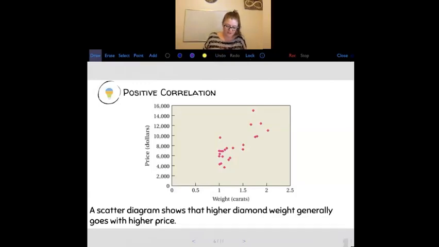So, positive correlation. The scatter diagram shows that a higher diamond weight generally goes with higher price. So I'm going to sketch the line of best fit through here. There's a way to come up with the equation, but right now I'm just eyeballing it. So the line of best fit does go in the positive direction, where the higher the carat of diamond weight, the more expensive it is. Okay, so those tend to go up together. That would be an example of positive correlation.